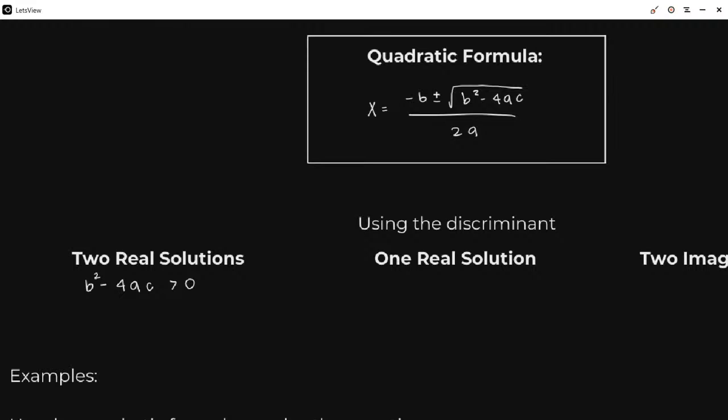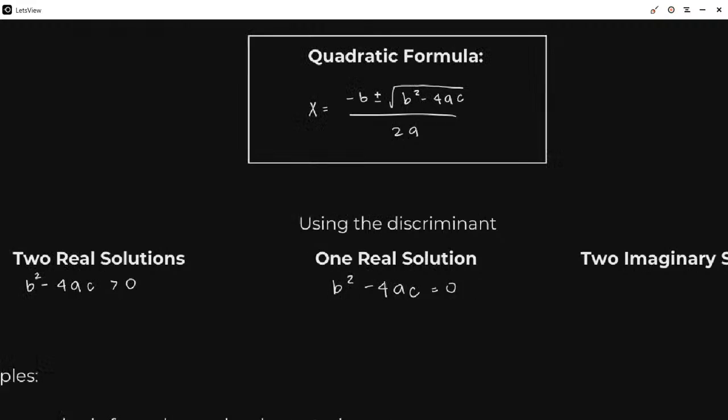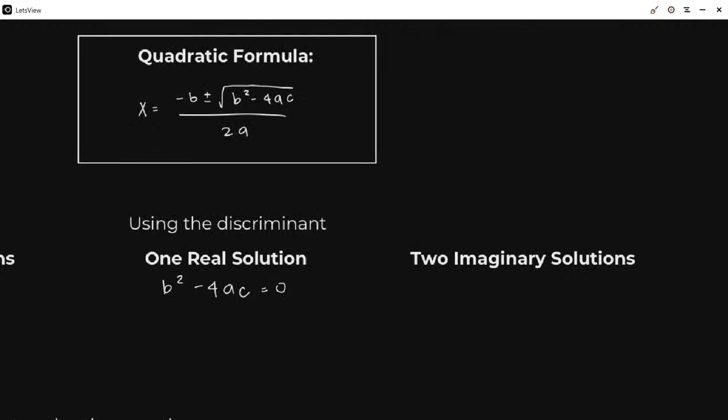You'll have 1 real solution if the discriminant equals 0, because if that equals 0, then the entire radical becomes 0, so your answer would be negative b over 2a. And for 2 imaginary solutions, this is when b squared minus 4ac is less than 0. So that means inside the square root there will be a negative number, and since there's a negative number, square root of negative 1 is imaginary.